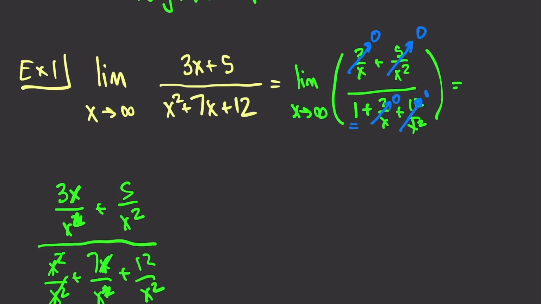So in my numerator, I'm going to have 0 plus 0, which is 0. Denominator, I'm going to have 1 plus 0, which is 1. That limit is just going to be 0.